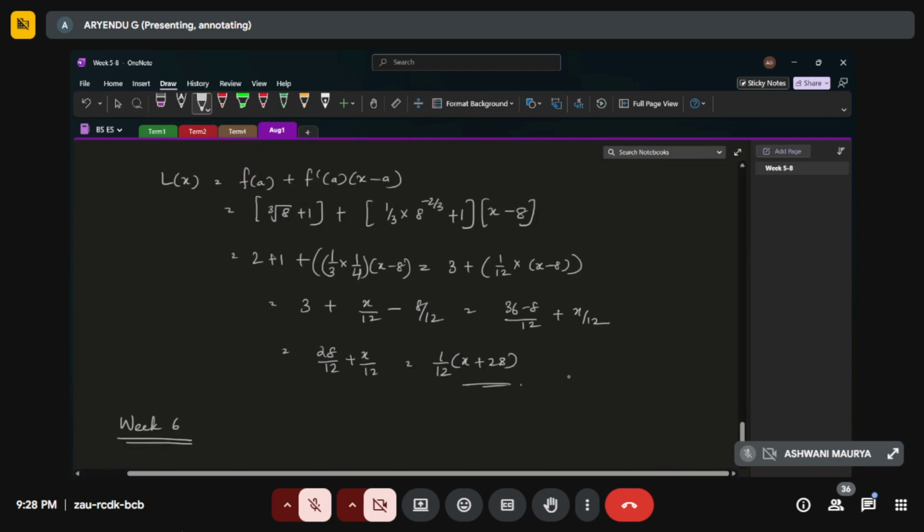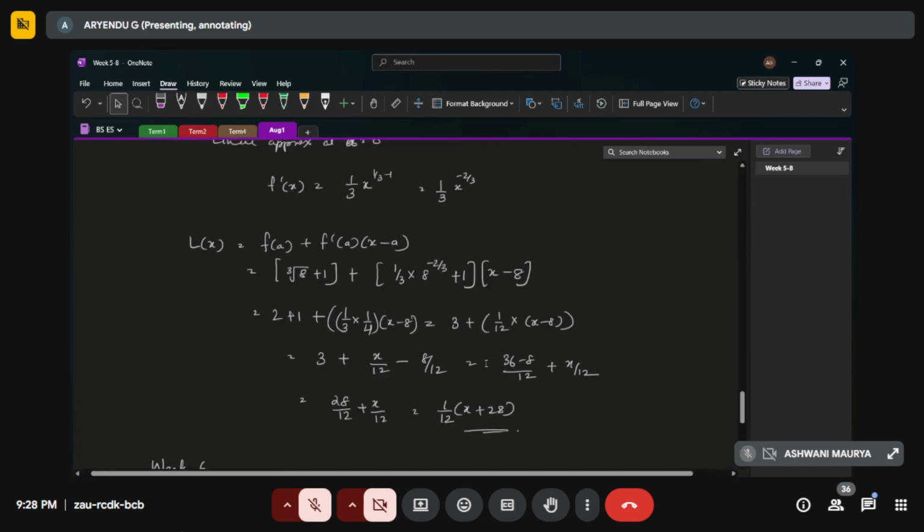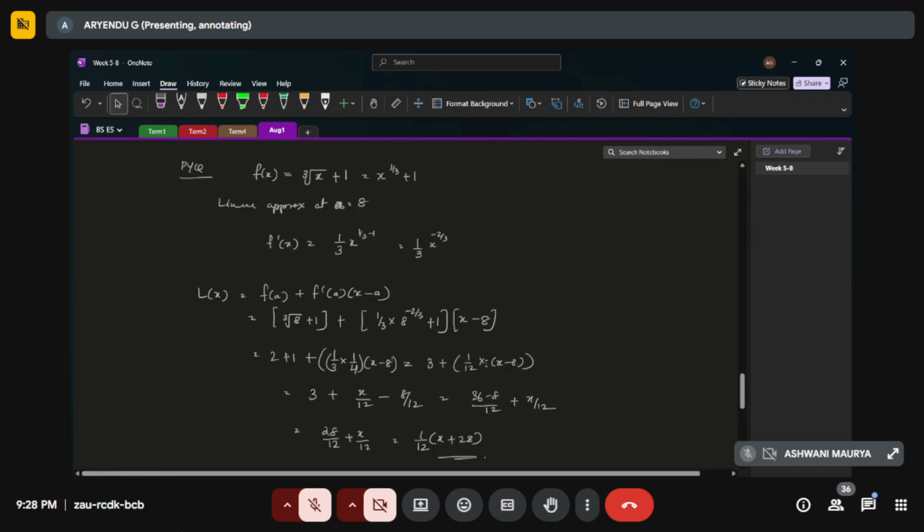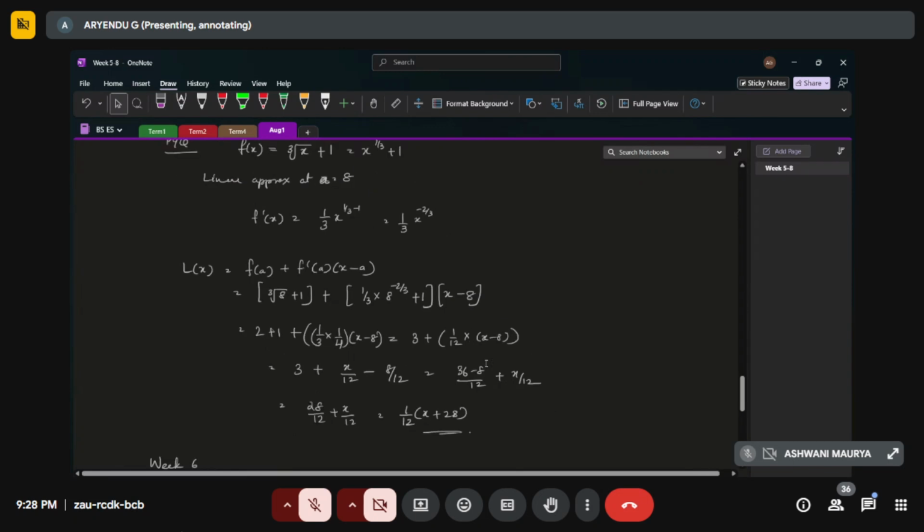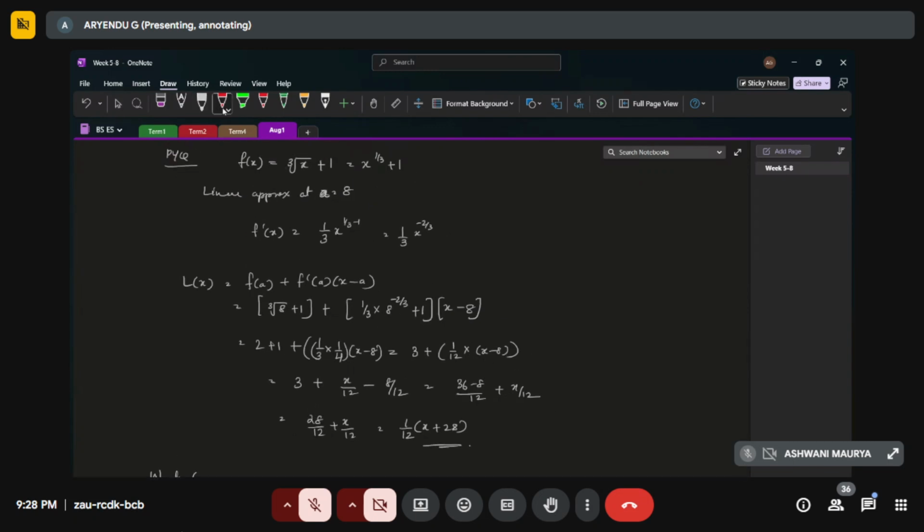Oh yeah, sure. You want me to memorize it? Can you explain this formula Lx equals f of a plus f dash of a into x minus a? Okay, so this is the formula that you have to understand. Very basically, you have to learn this formula by heart.